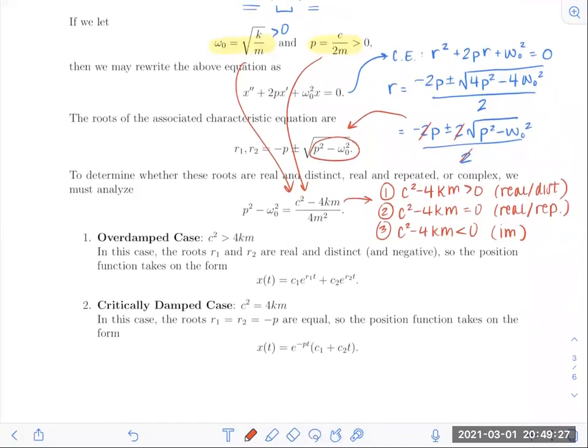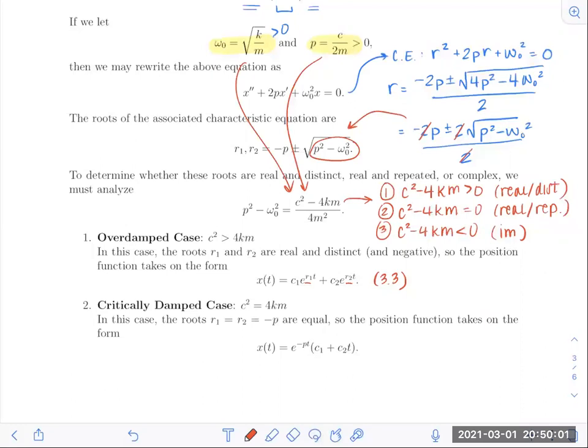The first case is considered overdamped. This is where c squared is greater than 4km. In other words, we have the real and distinct roots, and the book notes that they happen to be negative in this case. Back from section 3.3, we said, how do we handle real and distinct roots? We throw those roots inside the exponential function and take a linear combination of those with c1 and c2. All right, critically damped means that c squared is equal to 4km.